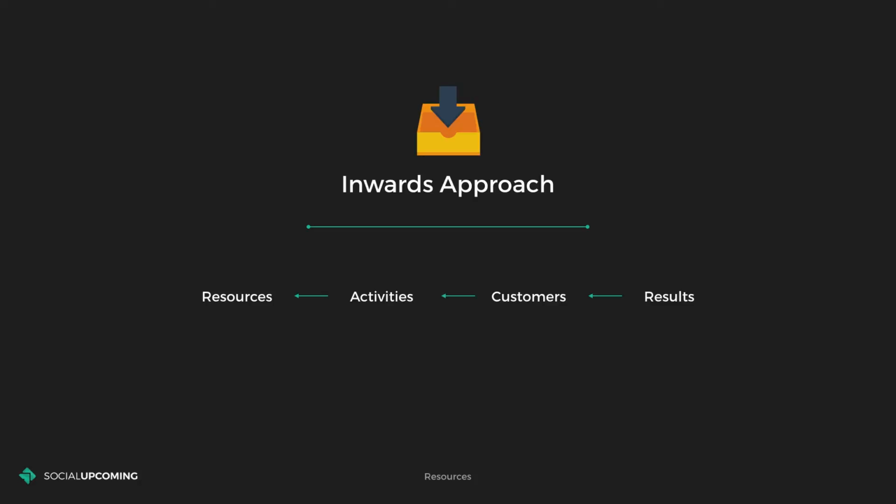And in order to reach these customers, you perform certain activities. And to perform these activities, you need certain resources. And with the outwards approach, it goes the different way. So you have this set of resources, and depending on these set of resources, you can only perform these sets of activities. Let's say that you have a bicycle, then you can't fly. But if you have a plane or a helicopter, then you can fly. So depending on what resources you have available, you can perform activities that these resources allow.